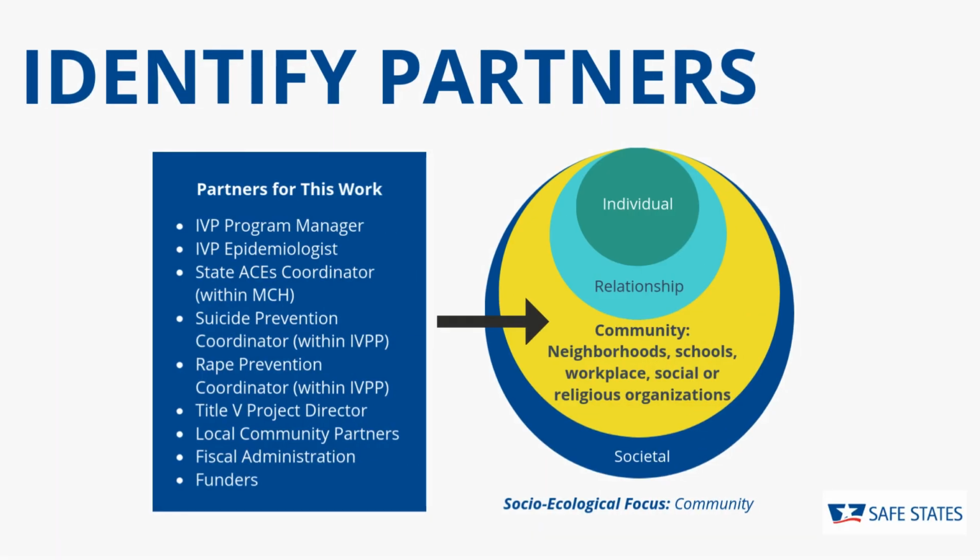Here are the partners identified for our example used in the previous slide. Each of these individuals could play a role in the strategy we are building a coordinated funding plan for. The level of the SEM we are focused on is also identified. Both of these are important for understanding who the funding might be going to, as well as who will play a role within this strategy.